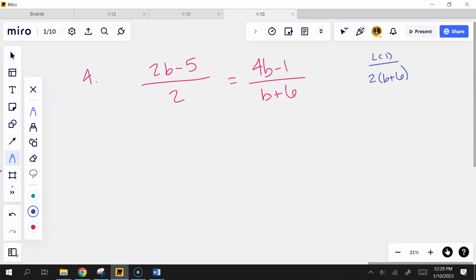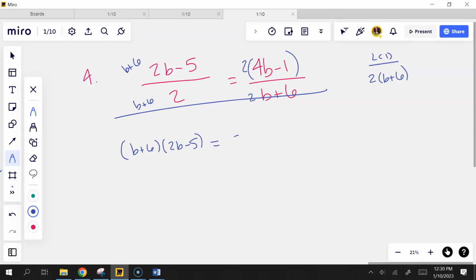Okay, so what's the first one need? B plus 6. What's the second one need? Are the bottoms the same? Drop them. So you literally can just copy them. Okay, but look what I have. I've got the foil. I'm going to end up with a quadratic. That's okay. I love foiling.